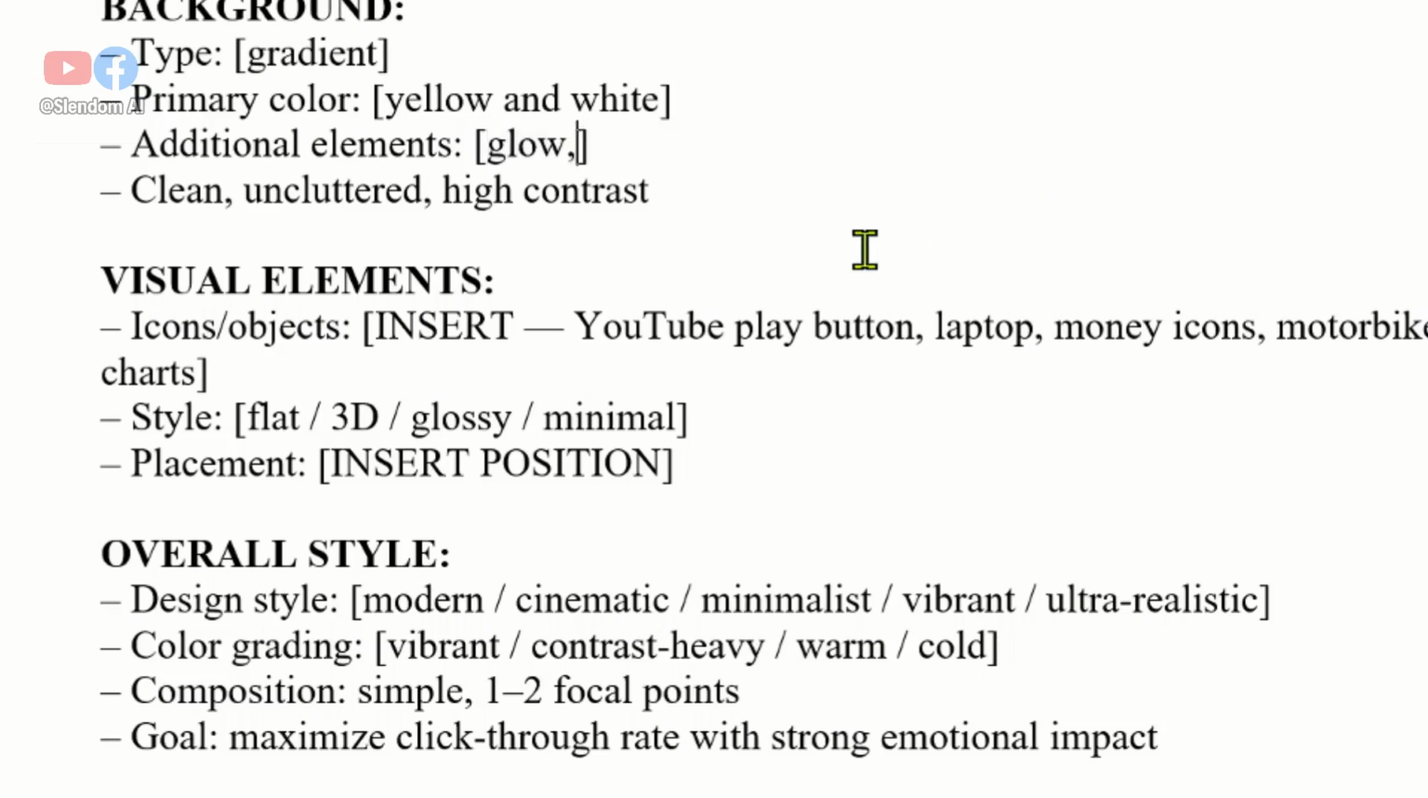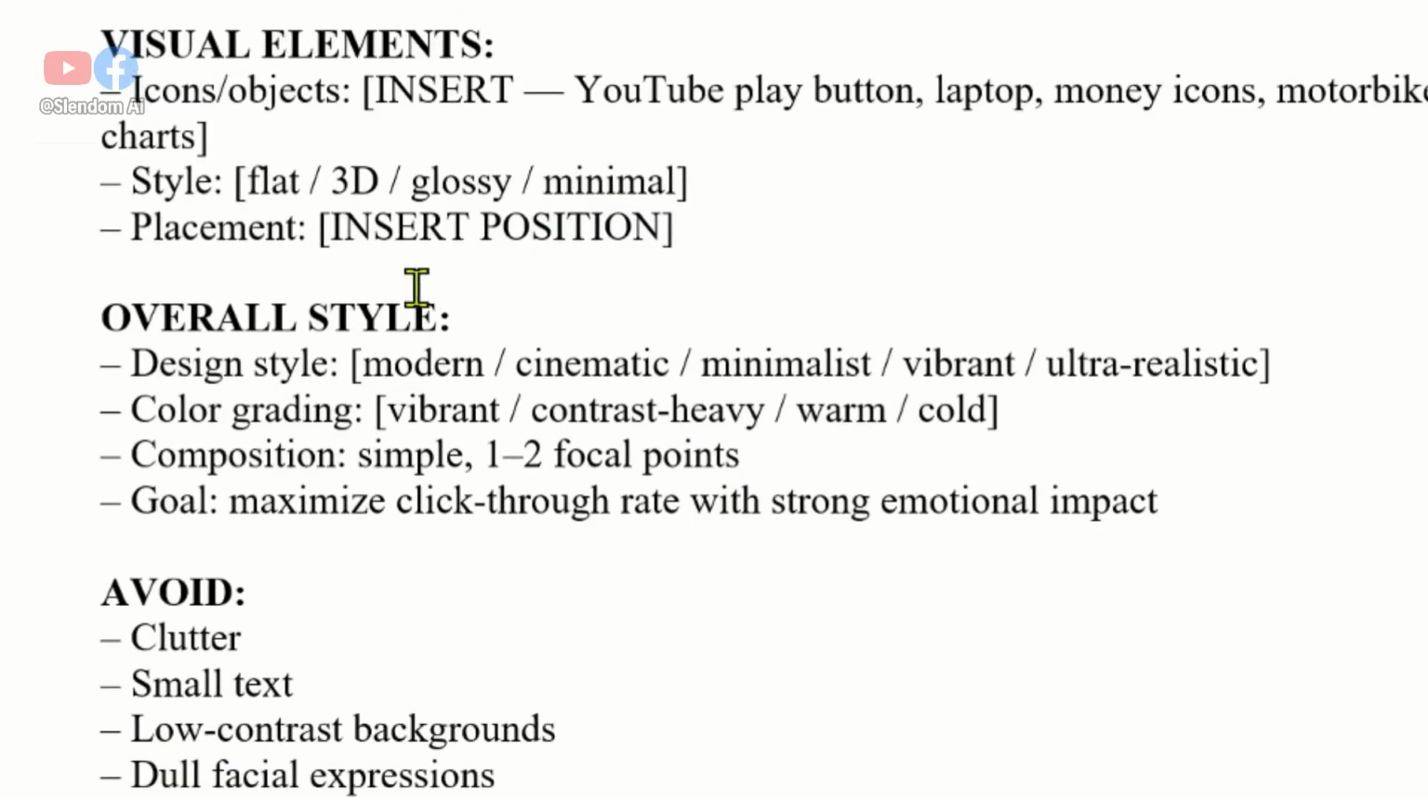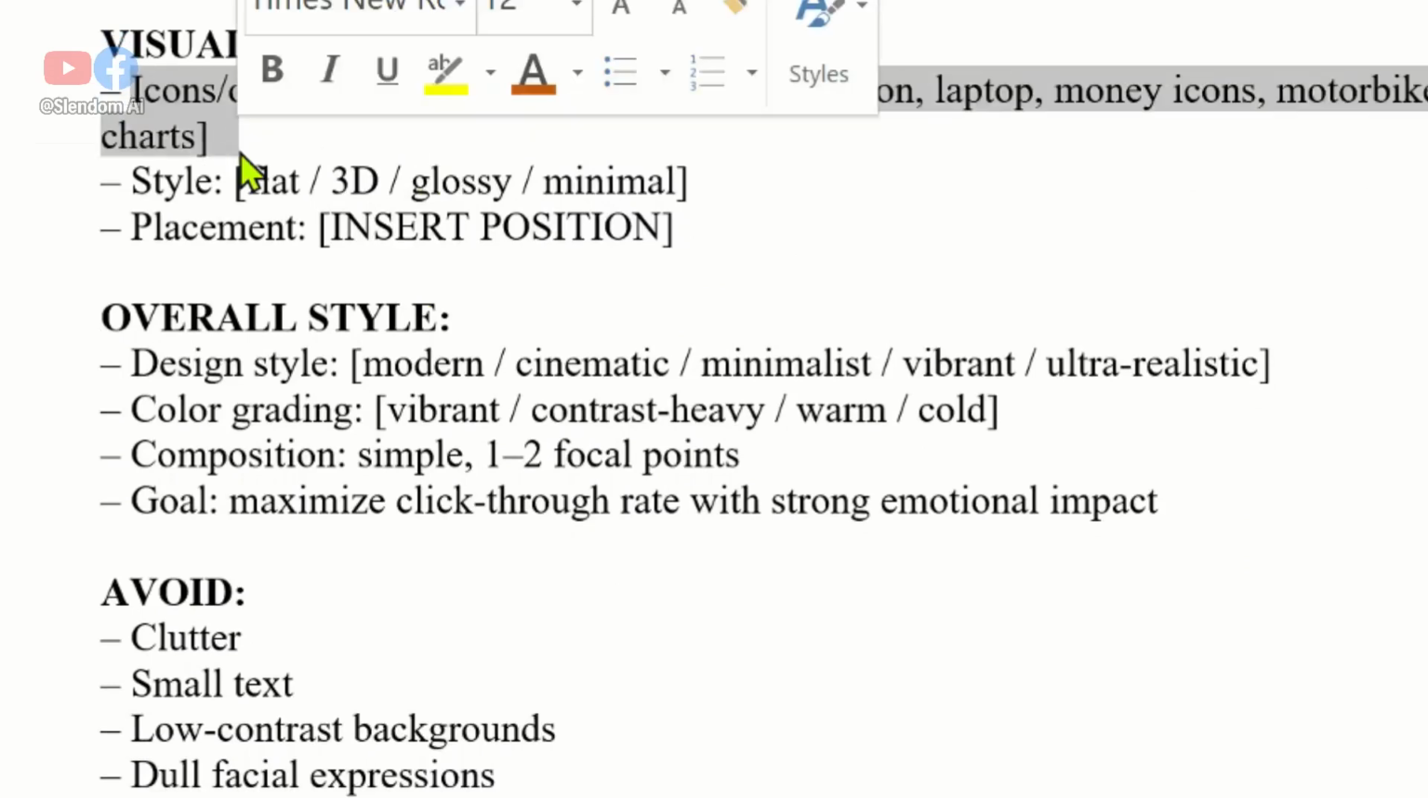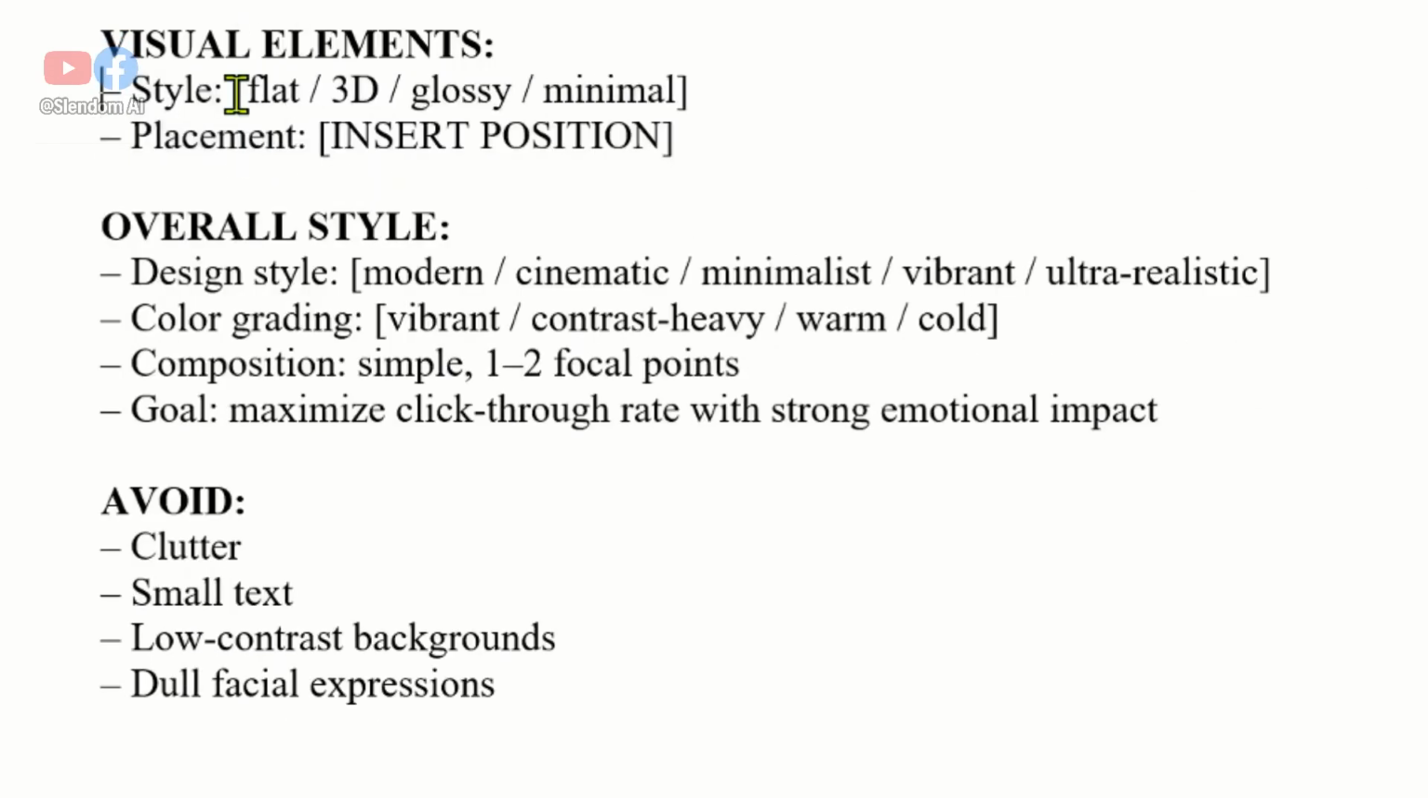I don't want any icon here since it has nothing to do with icons. So clean, unclustered, and high contrast. That is okay. Visual elements. What elements do I want to appear there? Since this is talking about generating stories, I don't need any elements. So I'll go ahead and delete that.